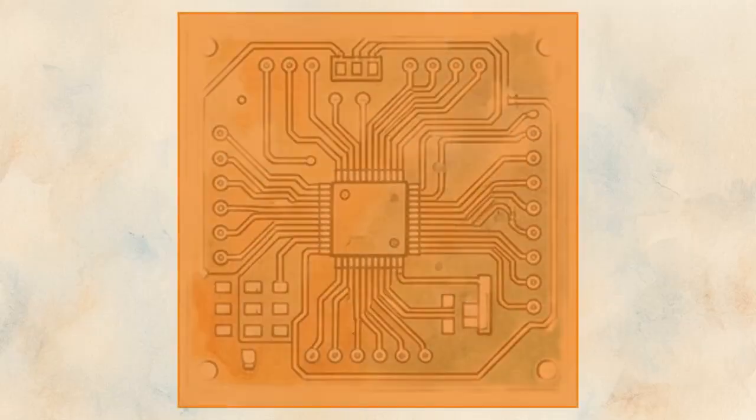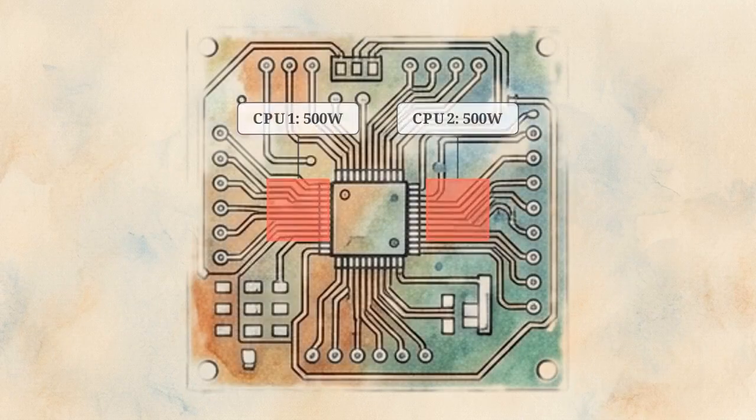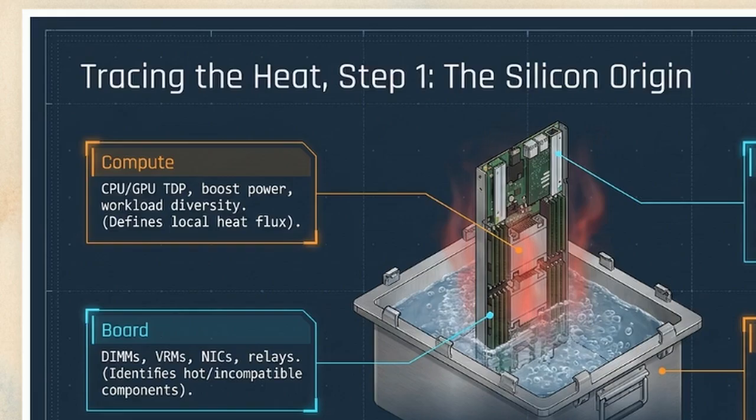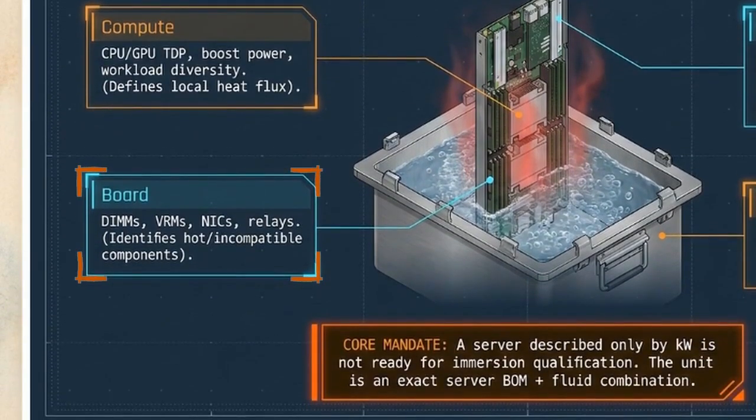A server described only by its top-line power gives us no actionable data about where and how that heat is distributed. We require an exact, granular IT bill of materials. As shown here, processors and memory dictate the local heat flux, the intensity of heat generated in a specific area. Board components, like specific network cards or unsealed relays, identify materials that might degrade when submerged.